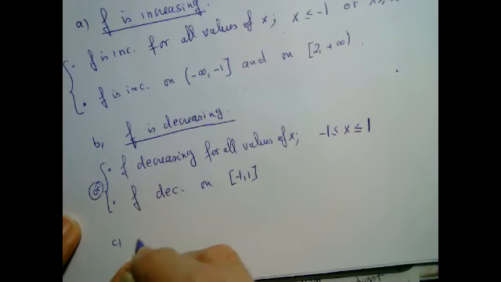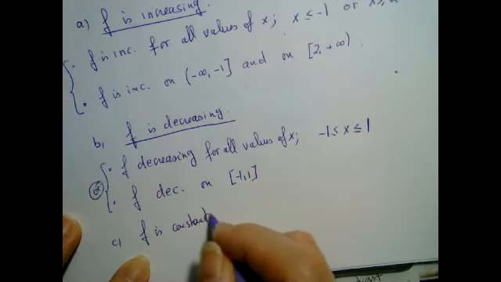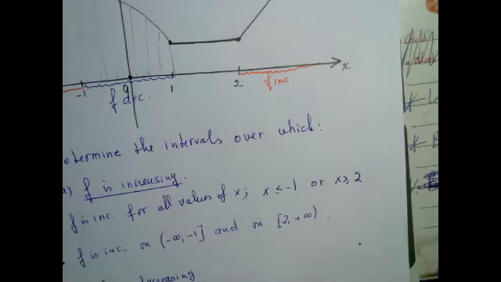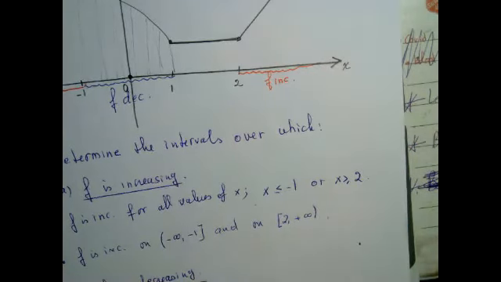Part C, f is constant. So on which interval f doesn't change value? It means it remains the same. So whatever the input is, the output is the same.